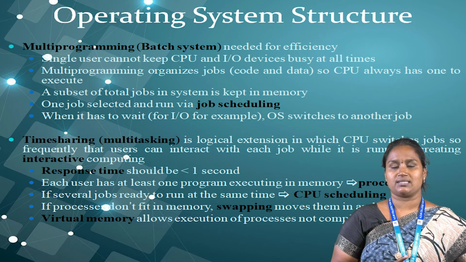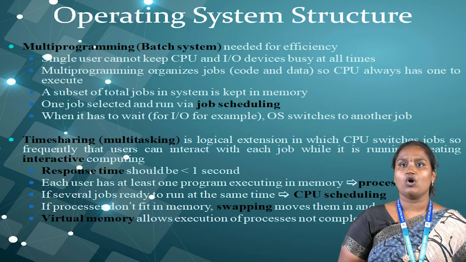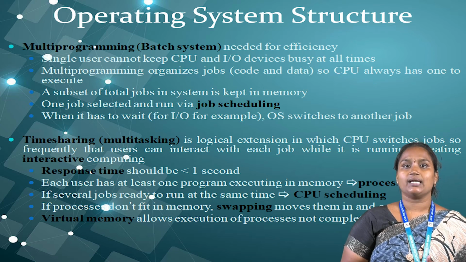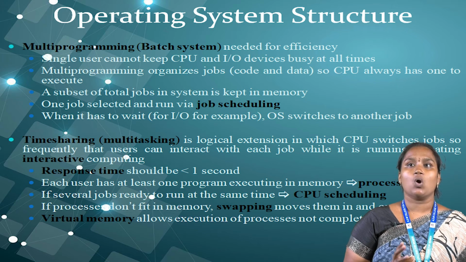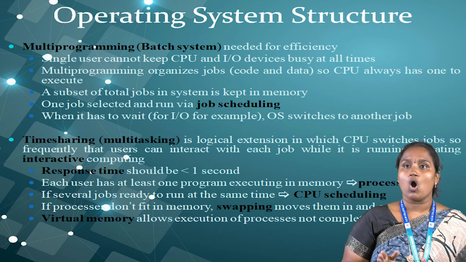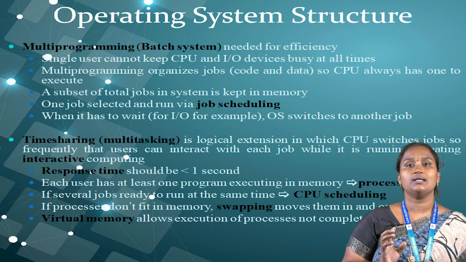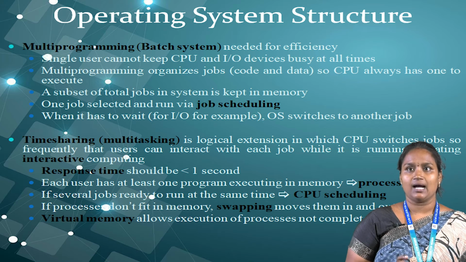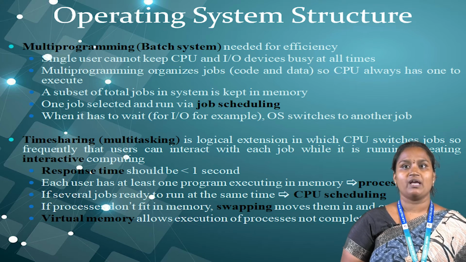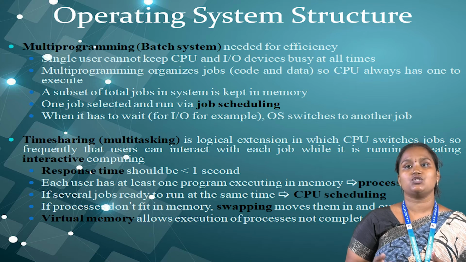Operating system structures. The first one is multiprogramming, which means the batch system. Need for efficiency: a single user cannot keep the CPU and input-output devices busy at all times. Multiprogramming organizes jobs so the CPU always has one to execute. A subset of the total jobs in the system is kept in memory. One job is selected and run via job scheduling. When it has to wait, the operating system switches to another job.